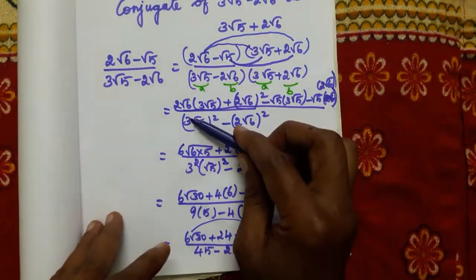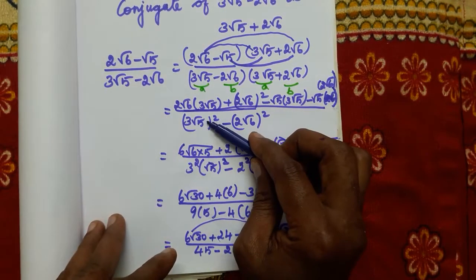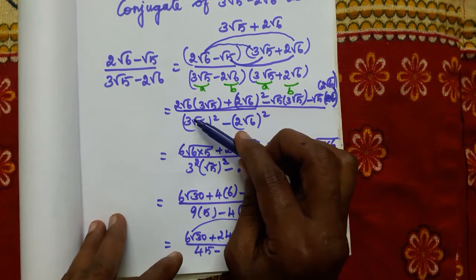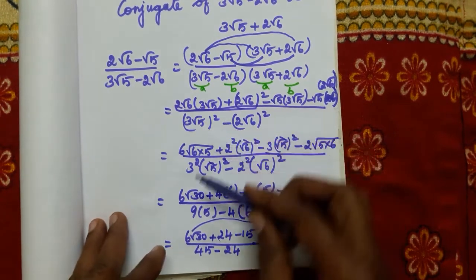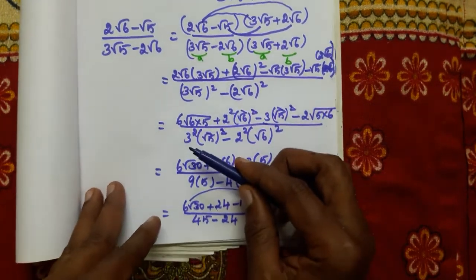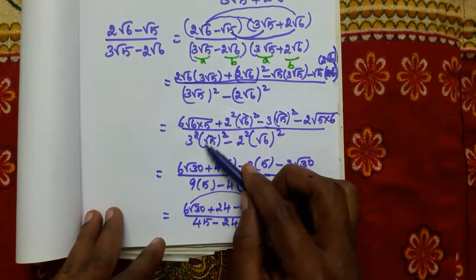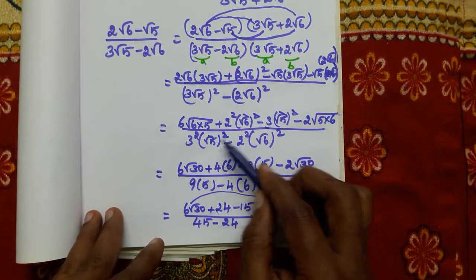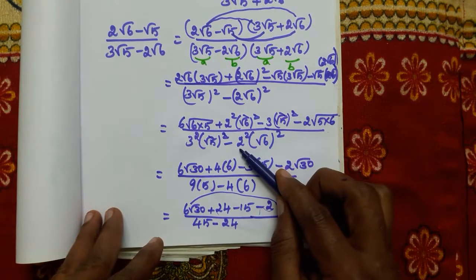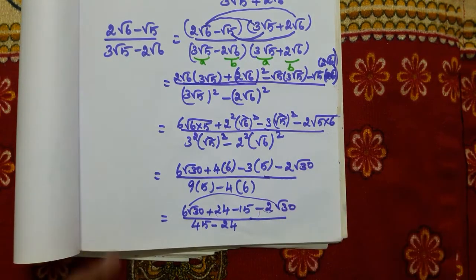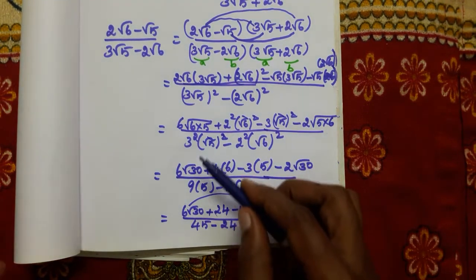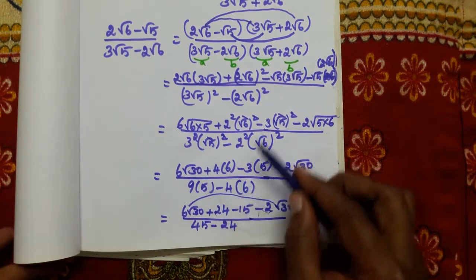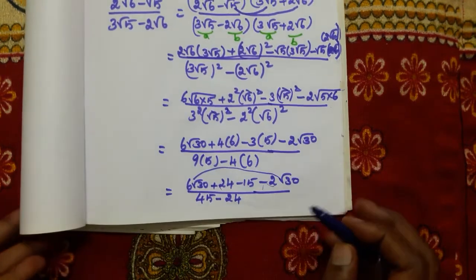Next step. This one: (ab) the whole power m means a power m into b power m. So we can write 3 square into root 5 the whole square, and 2 square into root 6 the whole square. So we are getting 9 into 5 minus 4 into 6.